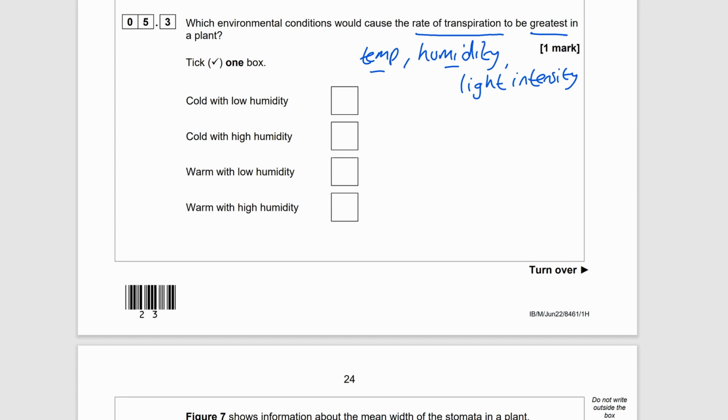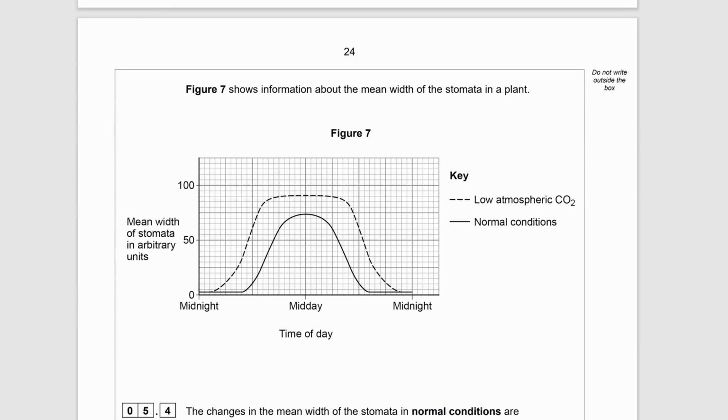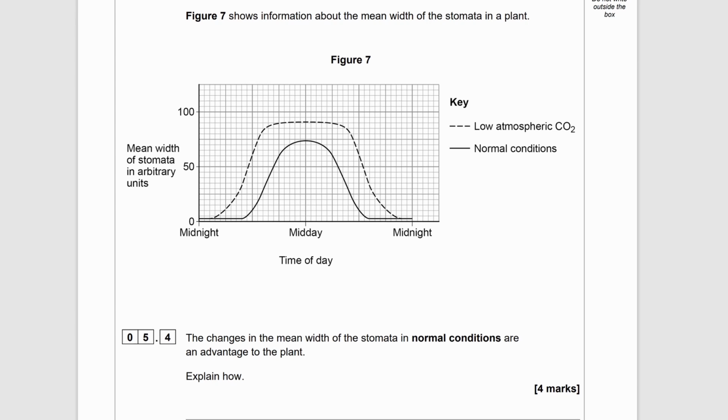So if there's an increase in the temperature, there will be an increase in the rate of transpiration. So it cannot be these 2. It can only be left with one of these options. So what will cause a higher rate of transpiration when the temperature is warm is when there is a decrease in the humidity. So it has to be the third one.